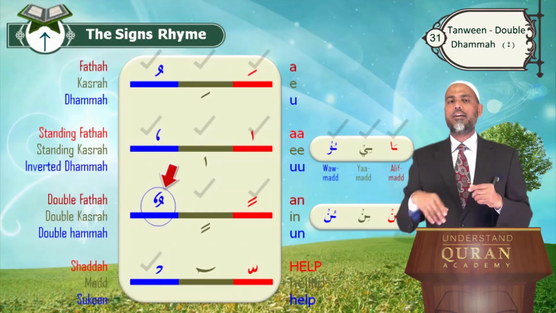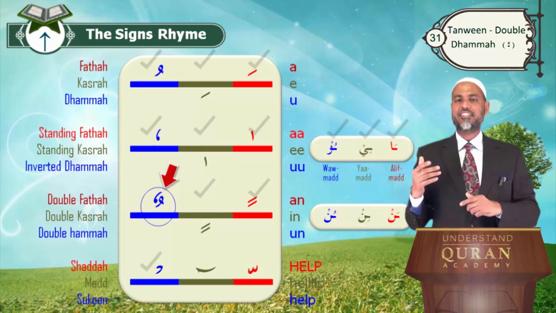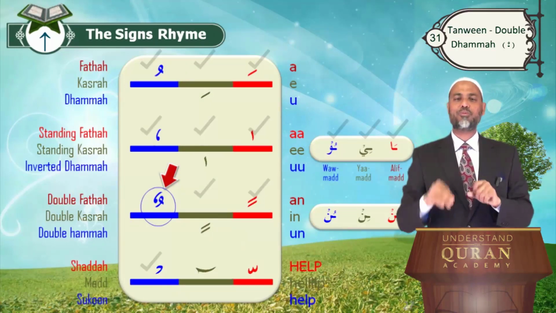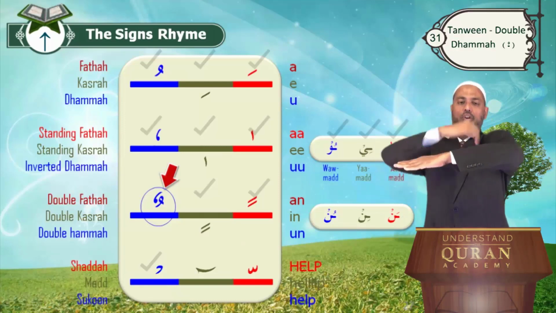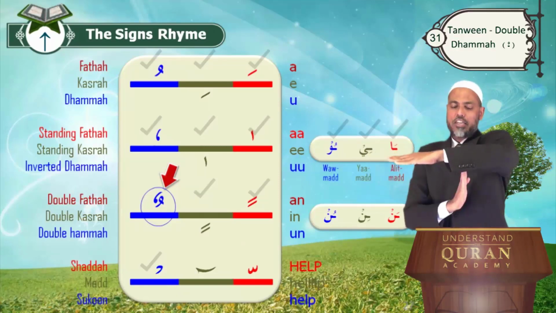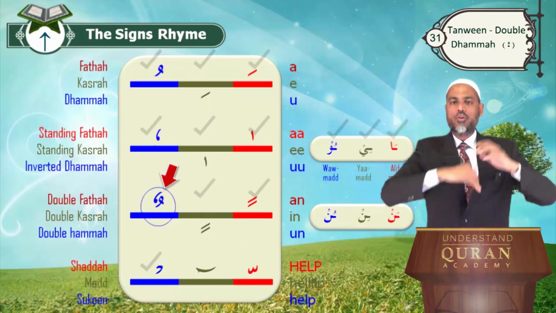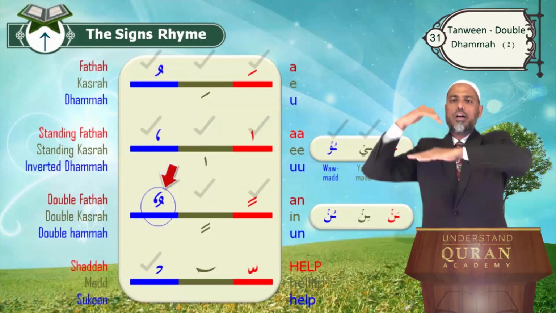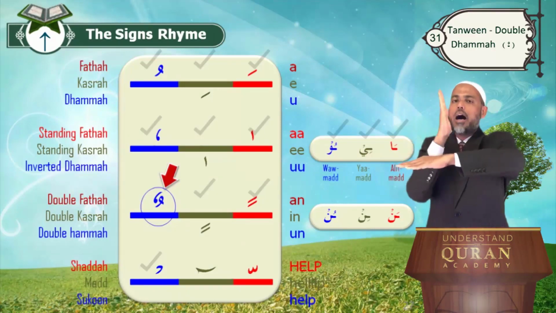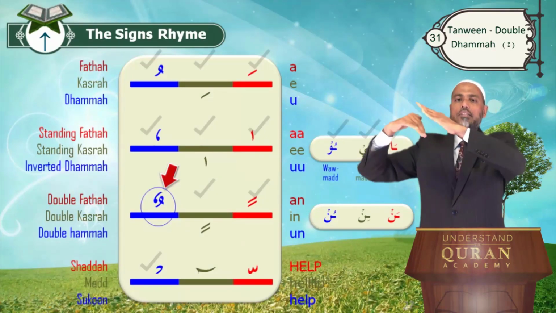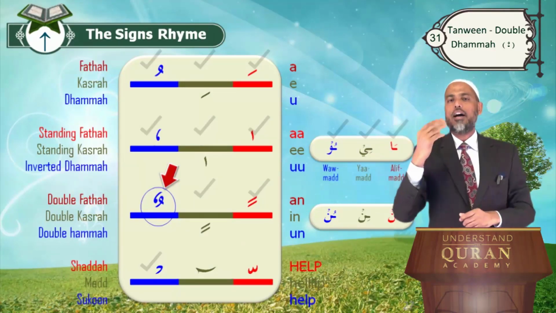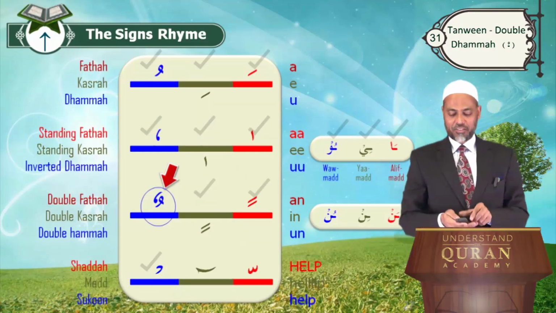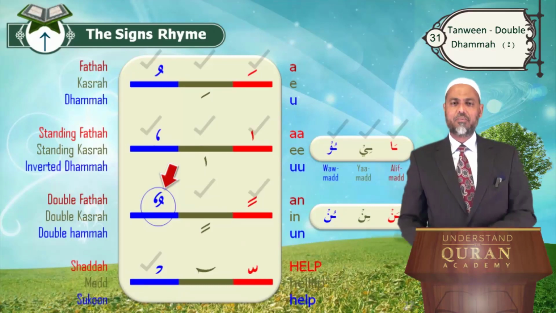So let us take the signs rhyme. Very simple. 12 signs are there. 10 plus 2, 12. A, i, u. A, i, u. An, in, un. Shadda, mad, sukoon. Once more. A, i, u. A, i, u. An, in, un. Shadda, mad, sukoon. That's it. 12 of them. Alhamdulillah. Very simple.